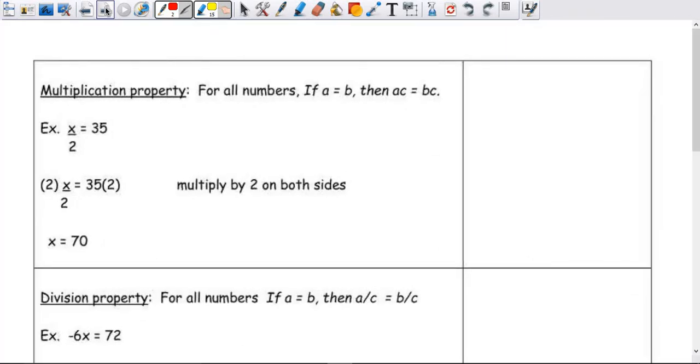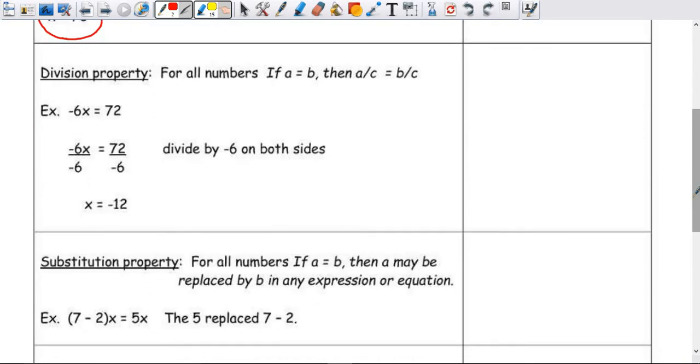All right, then we have multiplication property. So similarly to addition and subtraction, it means that you would multiply some value on both sides of the equation. So they multiplied these 2's to both sides of the equation so that that will cancel and we get x equals 70. Okay? Then, division property, we have -6 times x. So in algebra, we would divide by a -6, and they did that on both sides of our equal sign here to get x equals -12, so that's the division property.